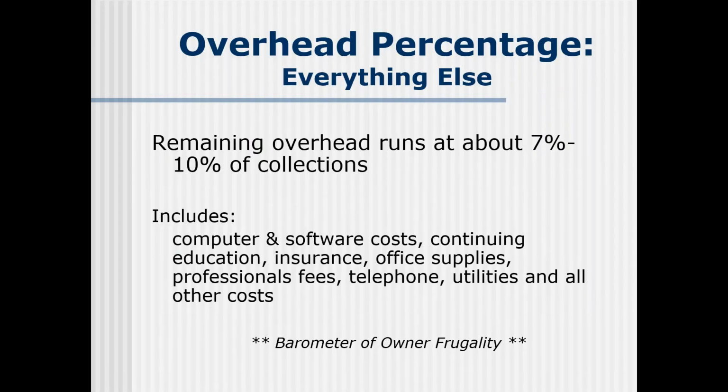Okay, lastly, you have everything else. And this everything else category is what we call the barometer of owner frugality. Some of our clients are really frugal and they don't spend a lot of money on anything. They spend as little as possible and they're happy doing it that way. And other clients can't control themselves and they just spend, and this number ends up being high. This everything else includes computer and software costs, continuing education, insurance, office supplies, professional fees, telephone, utilities, and everything else that you spend. And as I said, the range is between 7 and 10%. The frugal ones get below 7. The ones who can't control their spending are higher than 10.